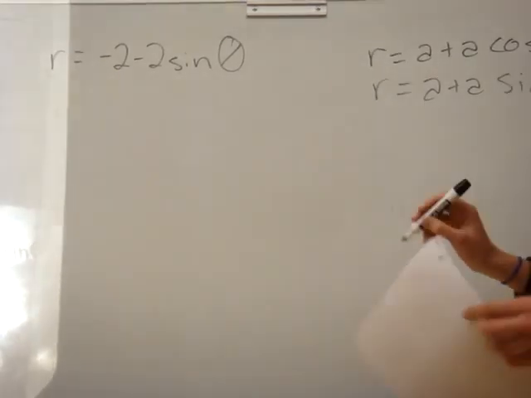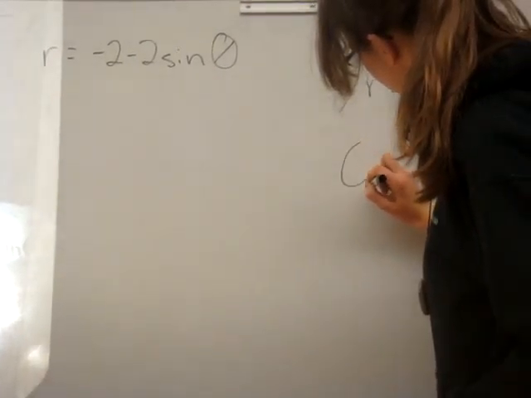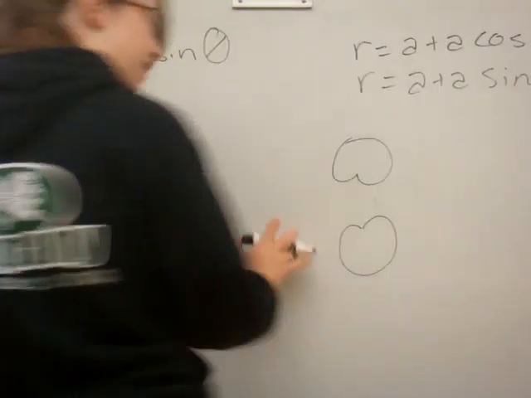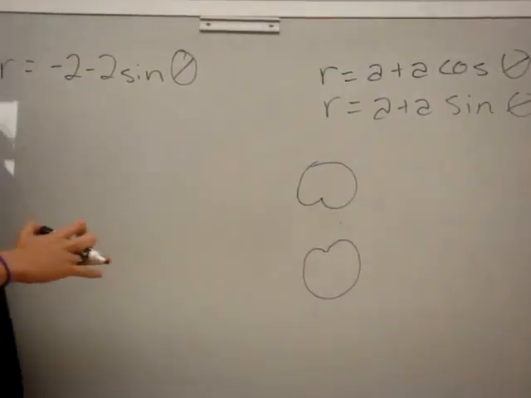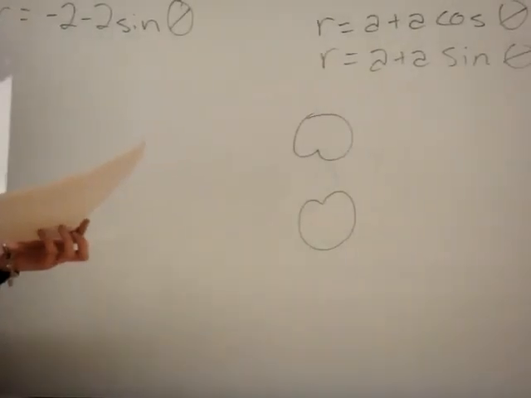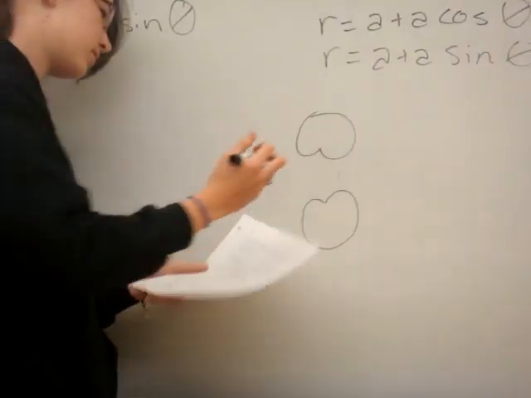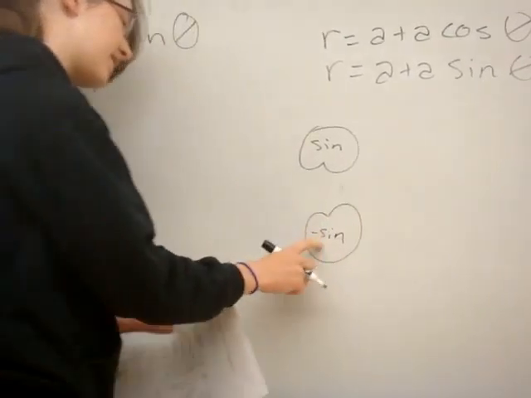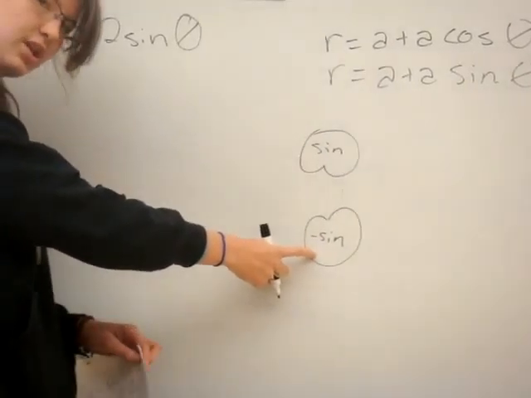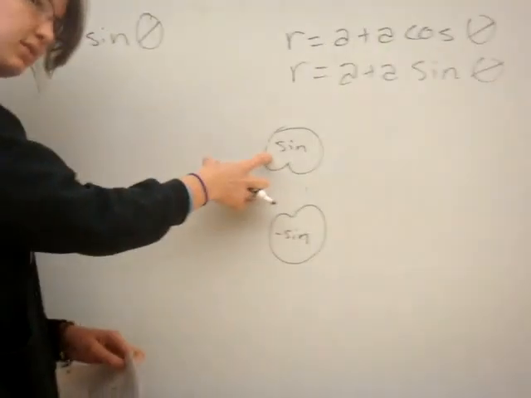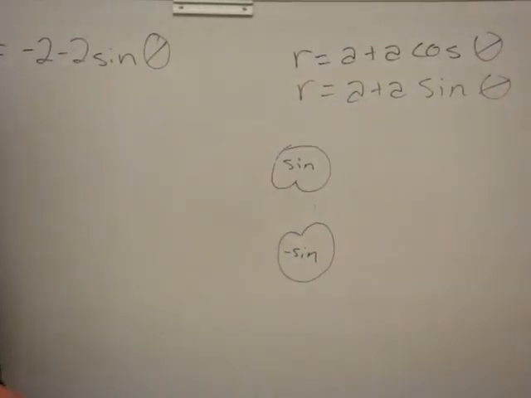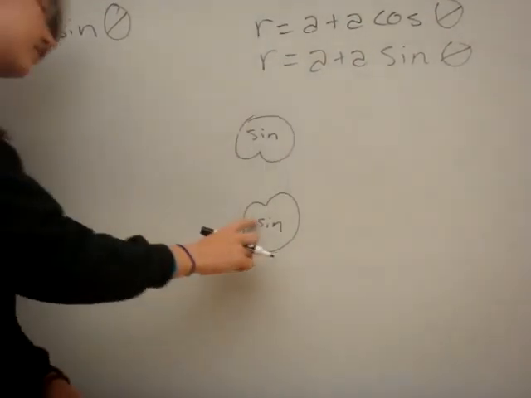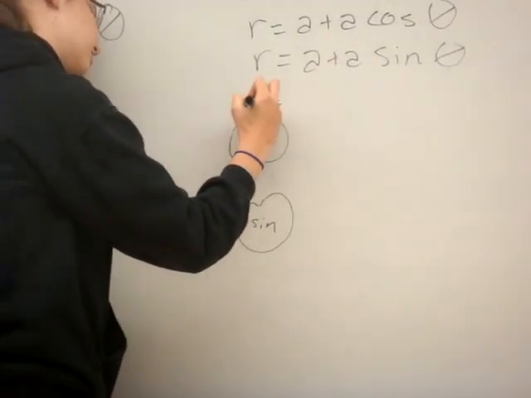Sine cardioids go up and down. So this and this, they're both sine cardioids. Sketch it on your paper. Keep it straight. This is a positive sign, and this is a negative sign. If a is negative and it's a sine, it's going to be this shape. And if a is positive and it's a sine, it's going to be this shape. Put a equals positive. Don't put positive, negative in front of the sine. Put a equals positive.